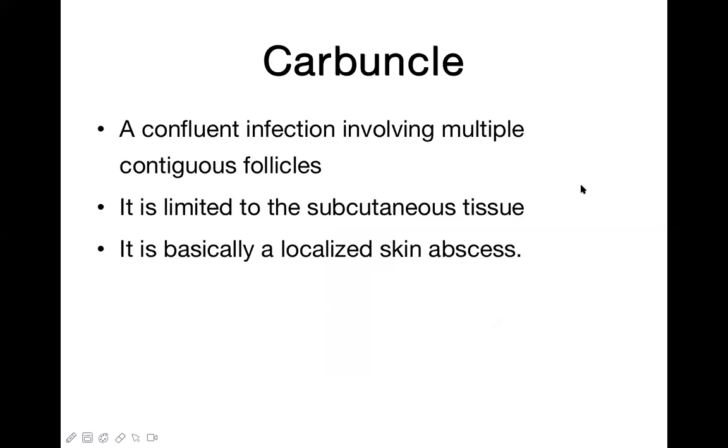Now what about carbuncle? This carbuncle is a confluent infection involving multiple contiguous follicles. You already know this definition. Multiple furuncles are fused with each other. They come in contact with each other. So in one area, a big looking infected area is formed. That is carbuncle. It is mainly limited to the subcutaneous tissue, and it is basically a localized skin abscess. So we can consider this as a type of skin abscess, because it is a very severe condition.